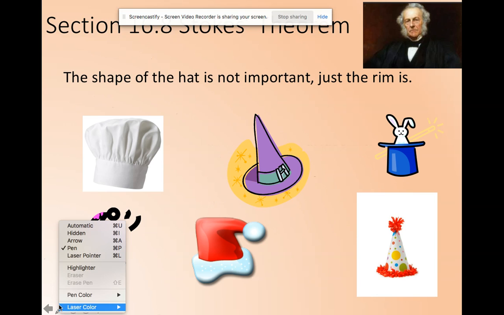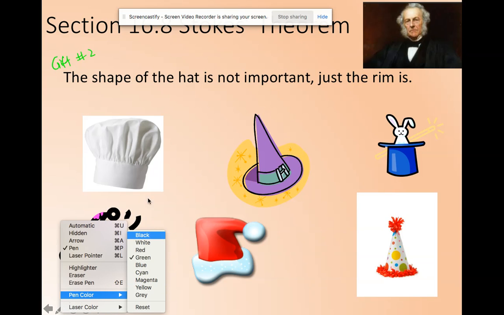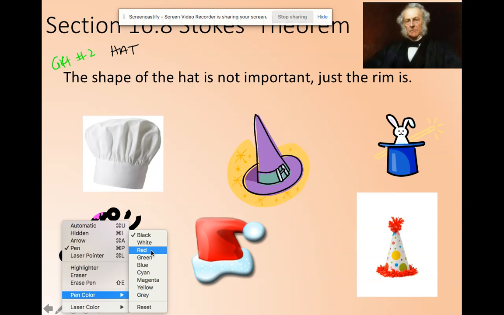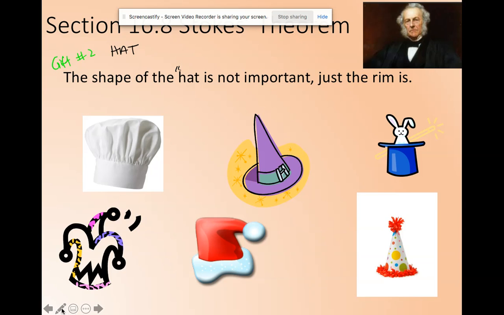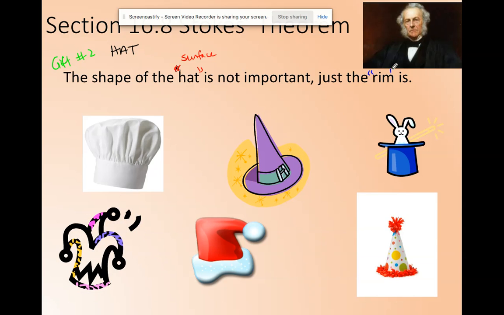So here is gift 2. Bet you weren't expecting this slide, were you? Gift number 2 is a hat. And what do I mean by that? The shape of the hat, the 3D surface, what's inside that line integral equal to the surface integral, the proof is that the 3D surface is not important to our calculations, just the rim or the curve, or the boundary, is.